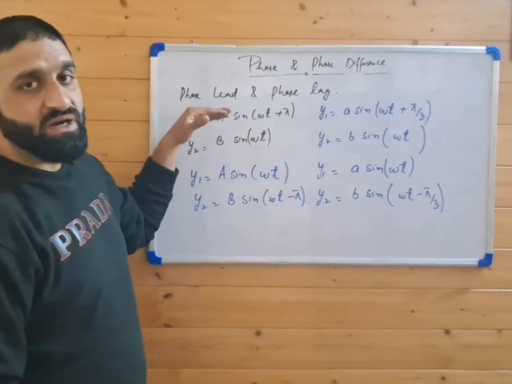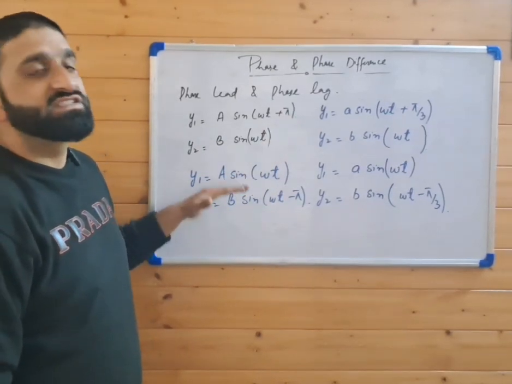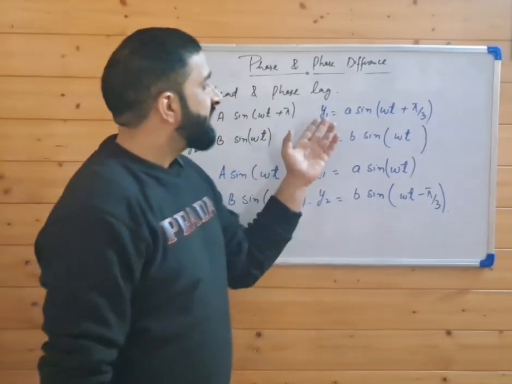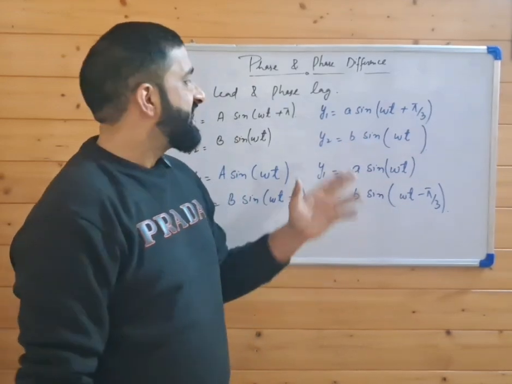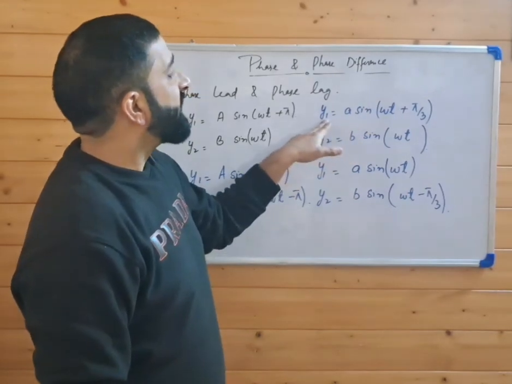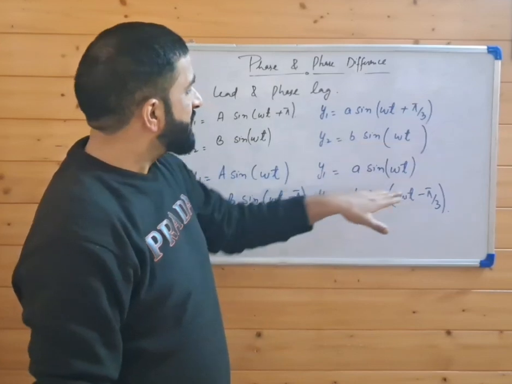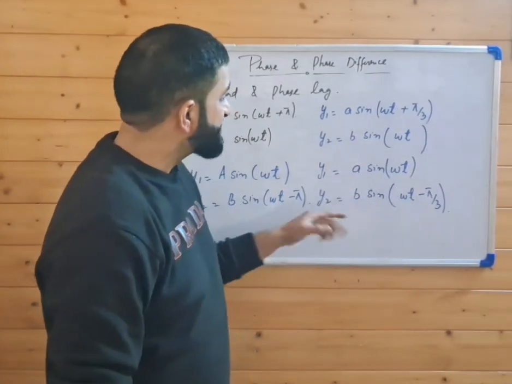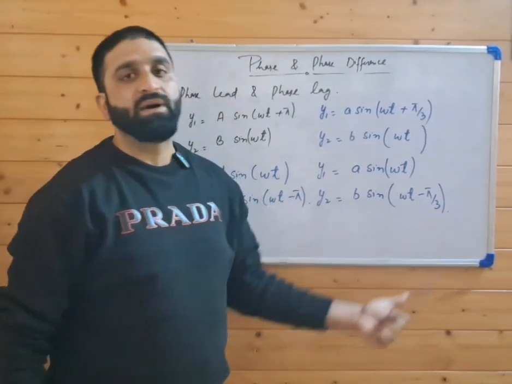When we talk of the first particle, it leads the second particle by a phase angle of pi. When we talk of the second particle first, the second particle lags behind the first particle by a phase angle of pi. Similarly here, when y1 is equal to a sine of omega t plus pi by 3, that is 60 degrees, and y2 is equal to b sine omega t, it tells us that particle number 1 leads the second particle by a phase angle of pi by 3. It can also be written as y1 equal to a sine omega t, y2 equal to b sine of omega t minus pi by 3. That means the second particle lags behind particle 1 by a phase angle of pi by 3.